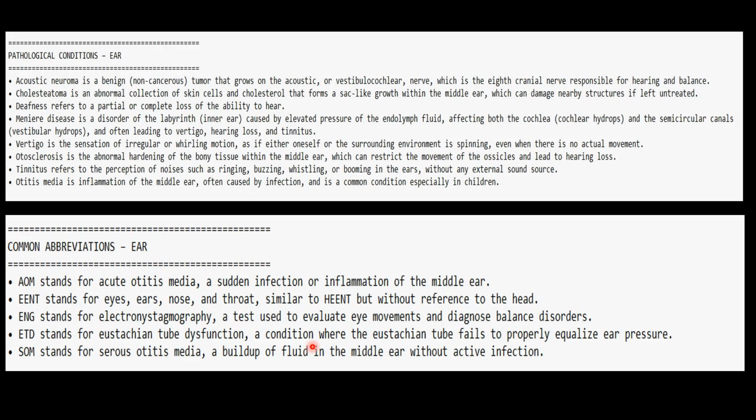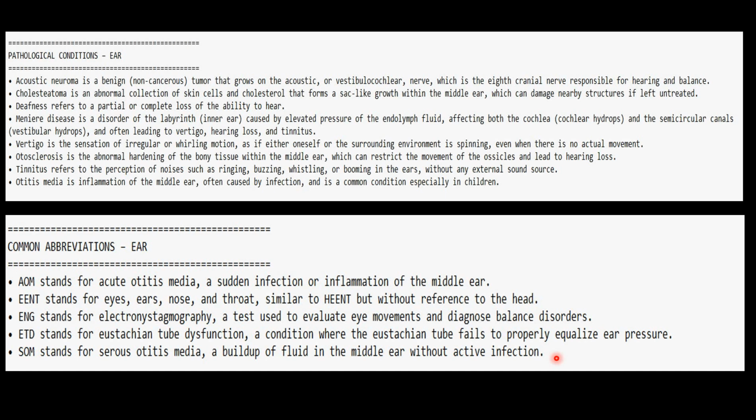Okay. Then we have the next term, which is ETD, which stands for eustachian tube dysfunction, a condition where the eustachian tube fails to properly equalize ear pressure. Okay. After that we have SOM, which stands for serous otitis media, which is nothing but a buildup of fluid in the middle ear without active infection. Okay, so without any active infection, if it occurs, then it is considered as serous otitis media.